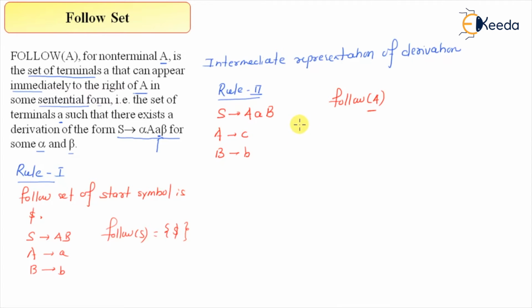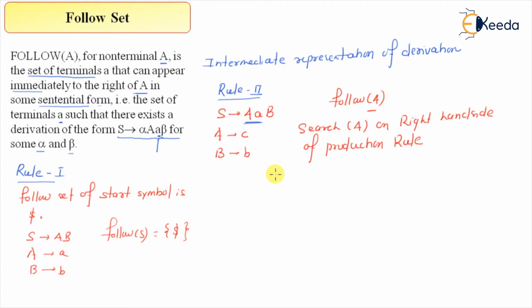The first thing to understand is that whenever I search for follow of A, there is no ordering. I have to search for capital A on the right hand side of the production rules. There can be 1 case, 2 cases, 3 cases, as many cases as are present. Here, for follow of capital A, the A is present. So that is the case we are talking about in rule 2.